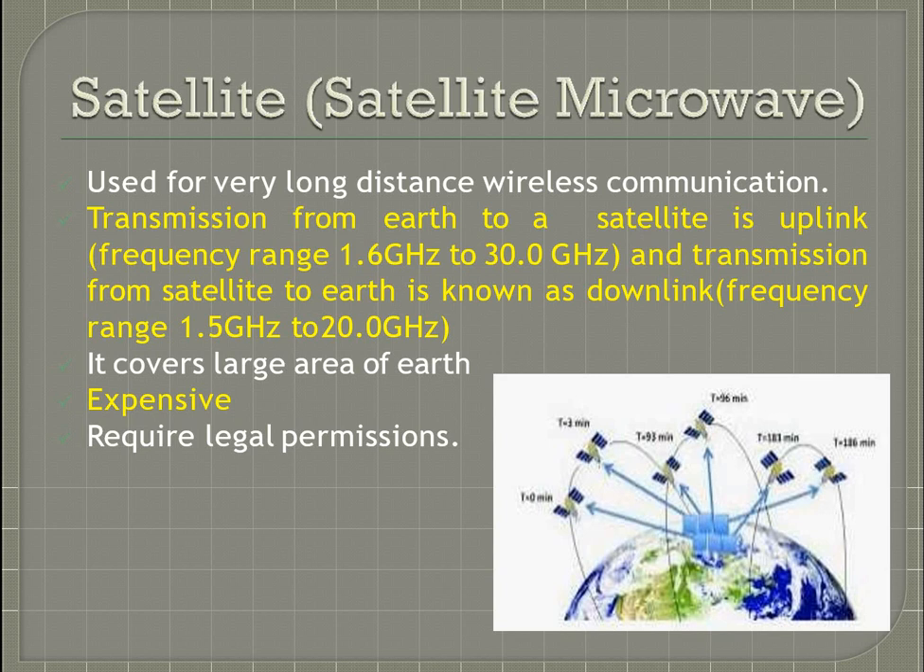Satellite. The satellite links are used for very long distance wireless communication, which may range from intercity to intercontinental. Transmission from the earth to a satellite is known as uplink, and transmission from a satellite to the earth is known as downlink. I repeat, transmission from the earth to a satellite is known as uplink. Transmission from a satellite to the earth is known as downlink.